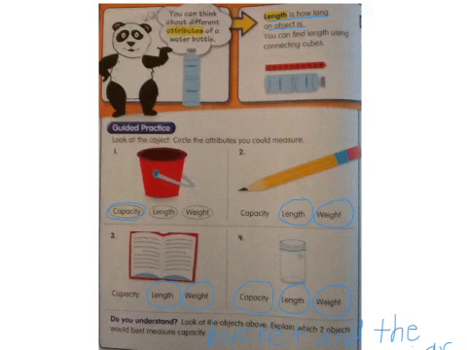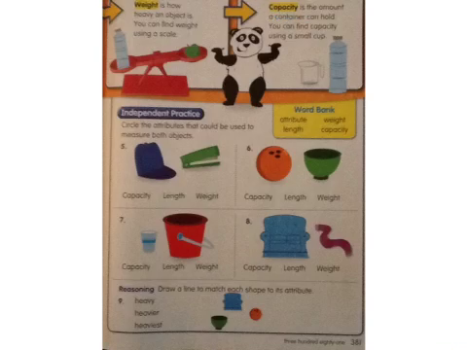All right. Practice. Independent practice. Again, circle the attributes that could be used to measure both objects. Okay? So in number 5, you have to think, can you measure the capacity for the hat and the stapler? Could you measure the length of the hat and the stapler? And can you measure the weight of the hat and stapler? Now, remember, at the top of your paper is where your visual learning bridge is, okay?